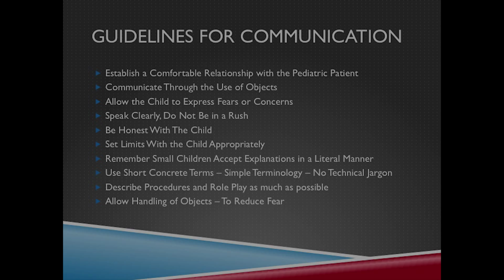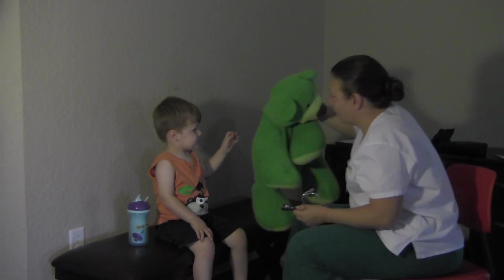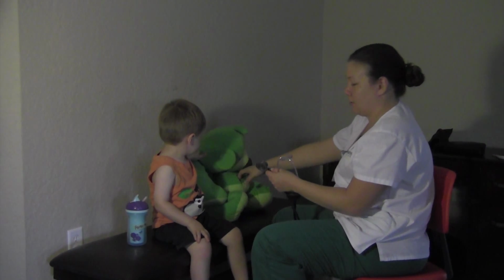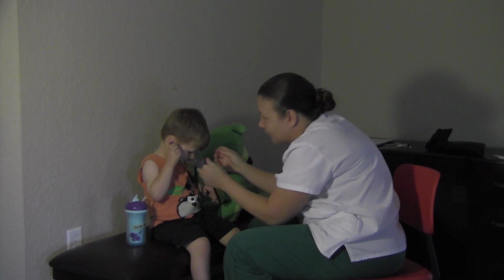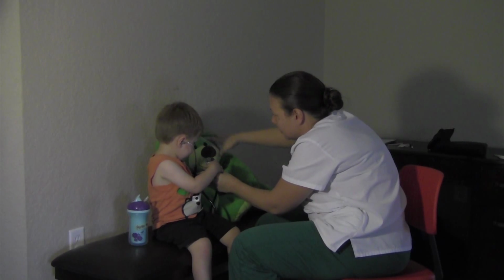Basically, chapter 23 in the Saunders-Silvestri book starts off talking about guidelines for communicating with pediatric patients. Some of them are listed here. You want to establish a comfortable relationship with the pediatric patient. You can communicate with them through the use of objects or diagrams or pictures or whatnot. And you definitely want to allow the child the freedom to express any fears, questions, or concerns.